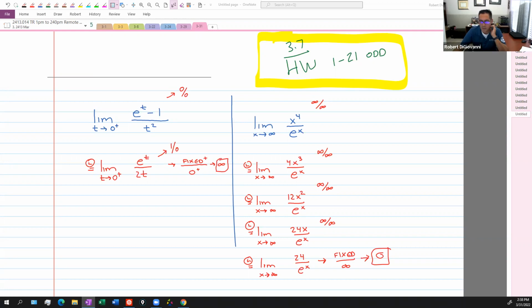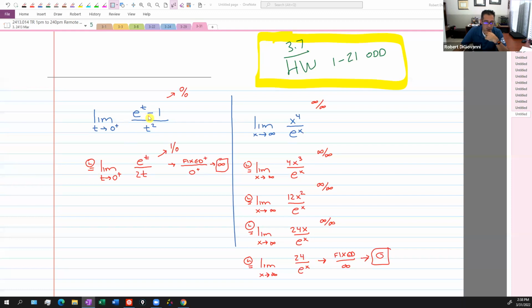All right, I only have like 2 minutes left, so I'm just going to run through these real quick with you. The homework for this section 3.7, what you can do right now, try 1 through 21 odd. On the first one, first thing you do is let t go to 0. e to the 0 is 1. 1 minus 1 is 0, so you get 0 on top. 0 squared is 0, so you get 0 over 0. So you're like, okay, I'll use L'Hopital.